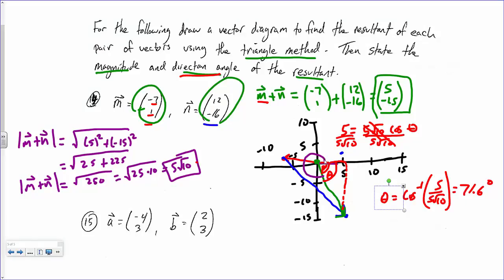That's what this is. If I wanted the whole thing around here, I would just subtract this from 360. And that would tell me the other way of interpreting this angle. So you could actually say this angle is negative 71.6. We can say that's the direction, a negative angle right here. So it's going to be negative 71.6 degrees. That's perfectly fine. Okay, let's do number 15.